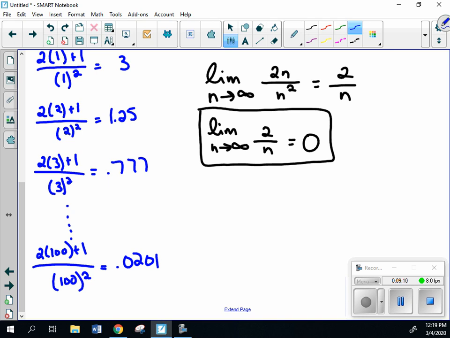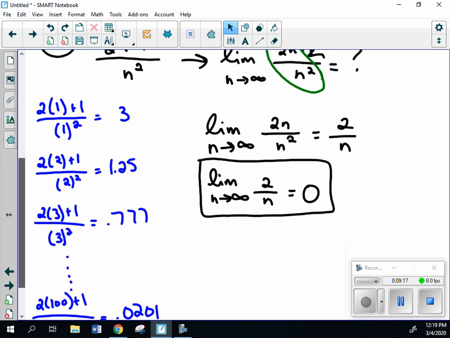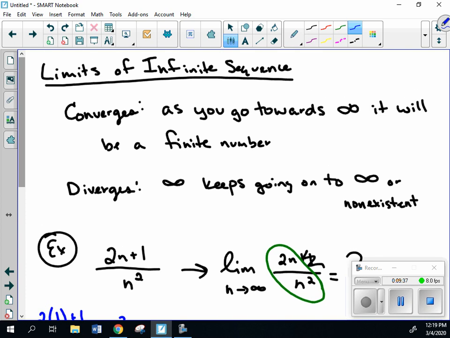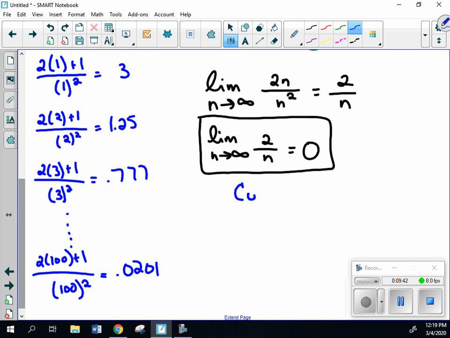It's going towards 0. So if all else fails and you don't remember how to cancel that stuff out with the limit notation, you could always substitute numbers in and see what's happening based on the numbers. Where's it going? I can see going from the 3 to 1.25 to 0.777 onward that it's going to 0. So this function specifically, we look at it here, it's going towards a finite number, so it's going to be converging. And then we would state it converges to 0.